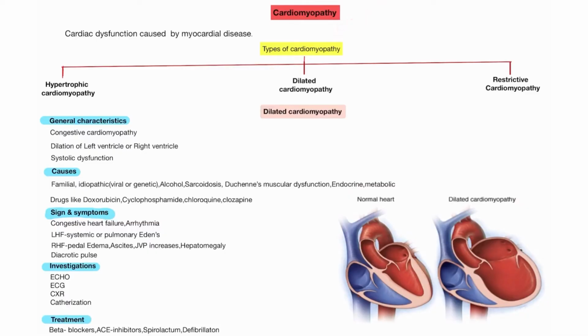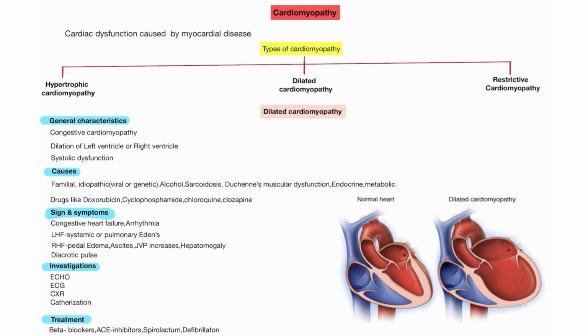Cardiomyopathy is a cardiac dysfunction caused by myocardial disease. Which myocardial disease? Sometimes you will see left ventricle dilation, sometimes right ventricle dilation, and sometimes narrowing of the ventricular cavity. These myocardial diseases cause cardiomyopathy. There are mostly three types: hypertrophic, dilated and restrictive cardiomyopathy. I will discuss all three in detail. First of all, I will discuss dilated cardiomyopathy.